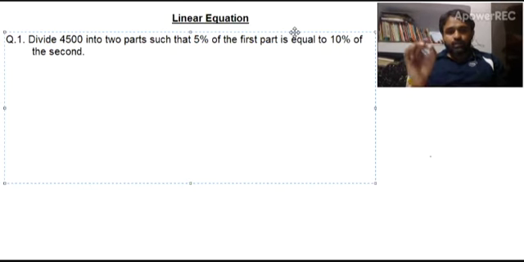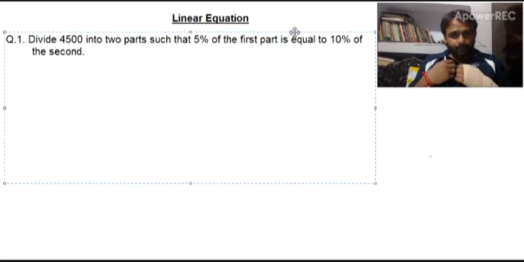Divide 4500 into two parts. For example, I'm having 4500 rupees. I want to give one part of the 4500 rupees to my friend, and the remaining part I want to keep with me. Are you getting this point? From that 4500 I am just trying to give some part to my friend, and the remaining part I want to keep with me.